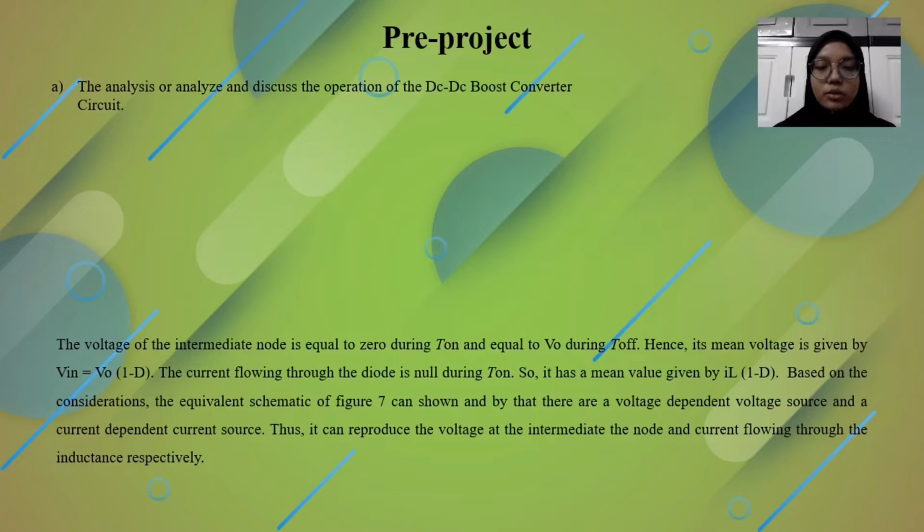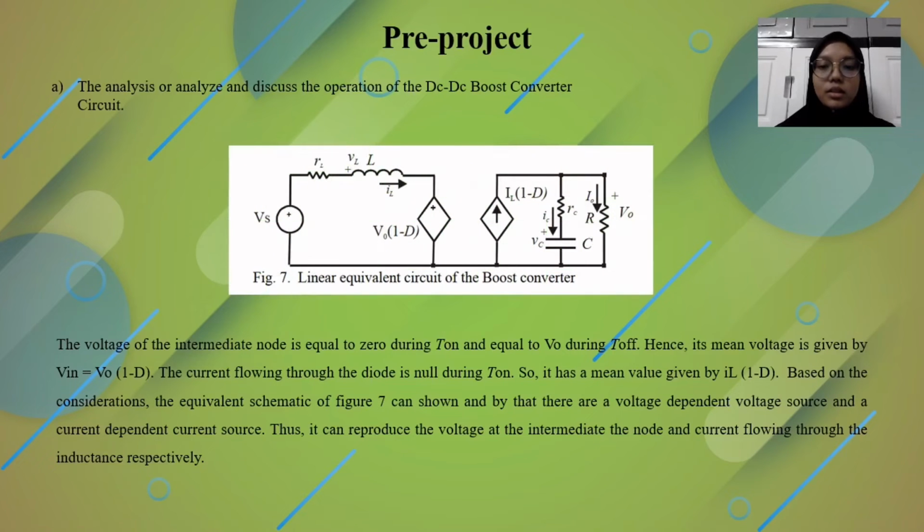The current flowing through the diode is null during T on, so it has a mean value given by IL multiplied by (1 minus D). Based on this consideration, the equivalent schematic of figure 7 can be shown as here, with a voltage dependent voltage source and a current dependent current source. Thus, it can reproduce the voltage at the intermediate node and the current flowing through the inductance respectively.